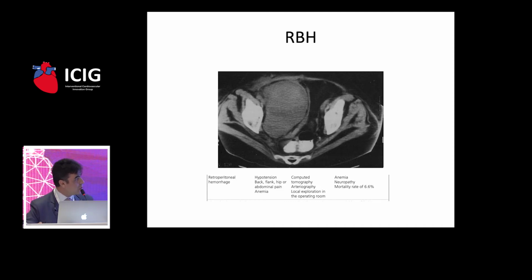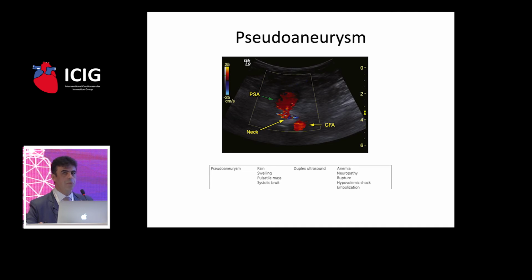So it's a significant complication that we should be paying attention to, with a relatively high mortality. Another form of bleeding is a pseudoaneurysm, where there's a bleeding into the wall of the artery, the adventitia folds a sac around it, and it becomes a false aneurysm. This is easily diagnosed because of the symptoms: pain, swelling, and a pulsatile mass.